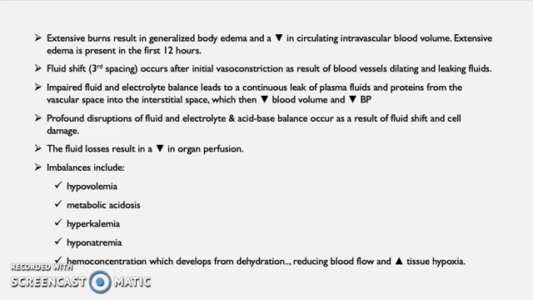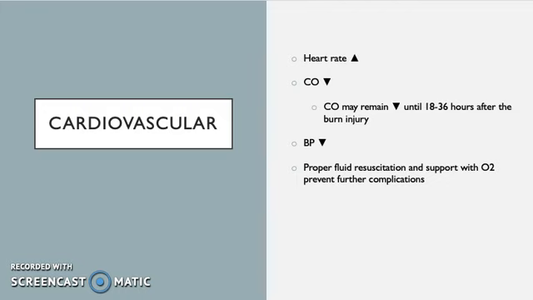Fluid losses result in decreased organ perfusion. Some of the imbalances include hypovolemia, metabolic acidosis, hyperkalemia, hyponatremia, and hemoconcentration, which develops from dehydration, reducing blood flow and increasing tissue hypoxia. Cardiovascular changes include increased heart rate and decreased cardiac output, which may remain decreased until 18 to 36 hours after injury, and as mentioned before, decreased blood pressure. Proper fluid resuscitation and support with oxygen prevent further complications.